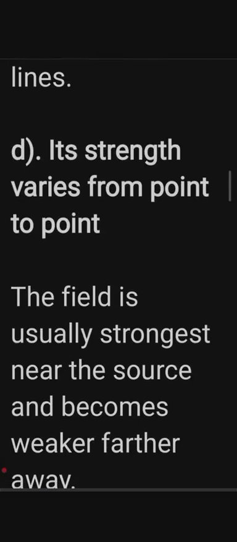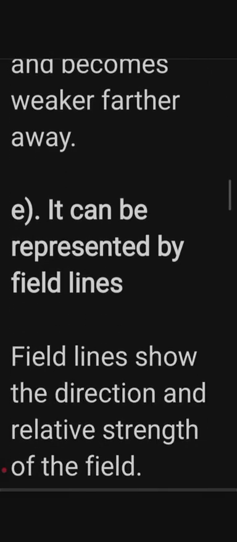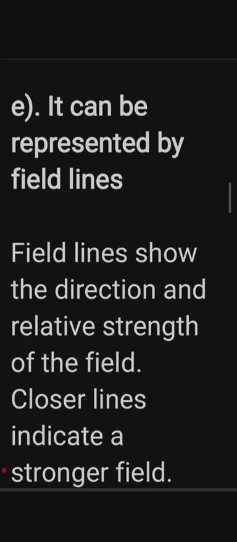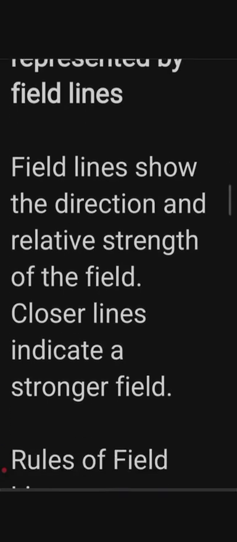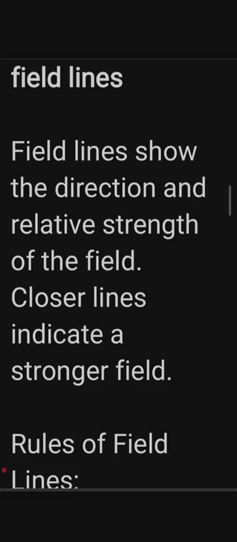So field strength varies. You feel the field stronger when you go close to the object, and the strength of the field gets weaker when you move away from the object. So it can be represented by field lines. Fields can be represented with a field line, an imaginary line that can be used to draw or represent a field. So field lines show the direction, and they also show the relative strength of the field. So closer lines indicate a stronger field.